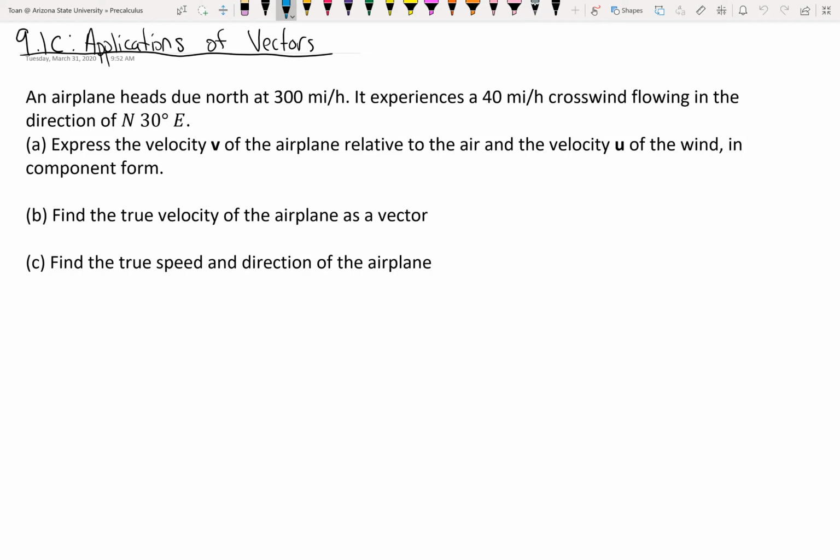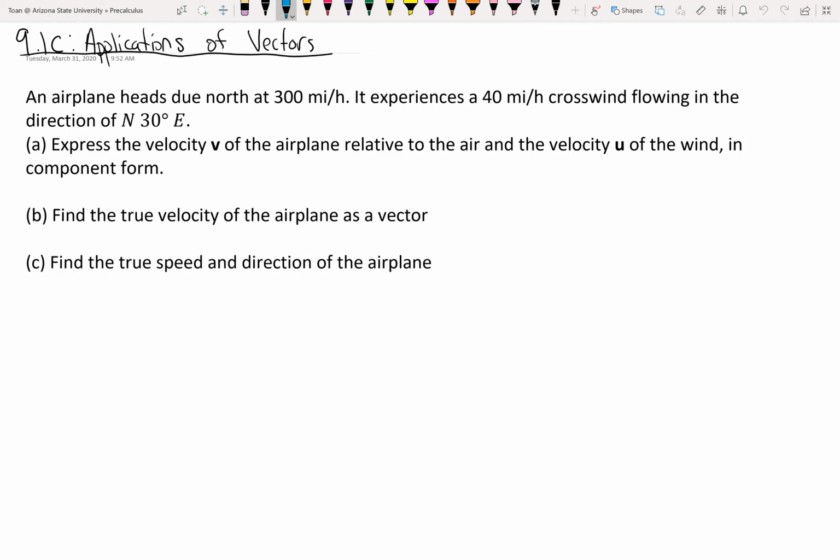So this question says we have an airplane that heads due north at 300 miles per hour. It experiences a 40-mile per hour crosswind flowing in the direction of north 30 degrees east. So we have some bearings again. Part A: express the velocity v of the airplane relative to the air and the velocity u of the wind in component form. Part B: find the true velocity of the airplane as a vector. And part C: find the true speed and direction of the airplane.